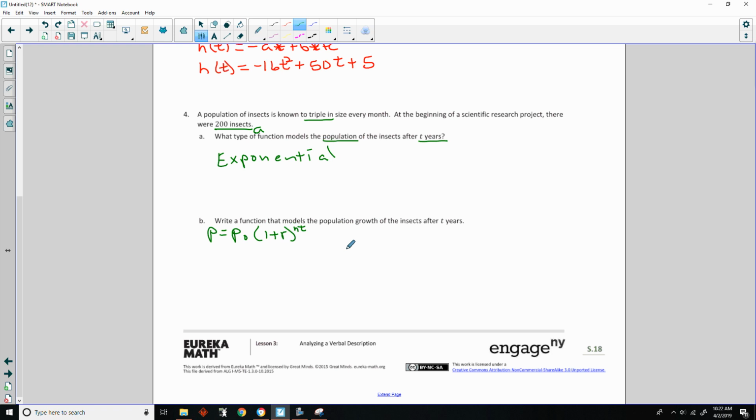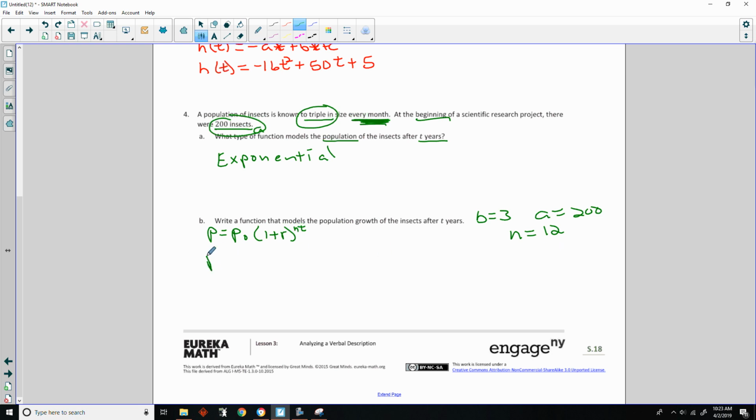Using the general form for exponential growth, we know that our b equals 3, that is tripling. Our a equals 200, that is our initial at the beginning. And it's every month, so our growth cycle is n. Our n equals 12, because our growth cycle is every month, and there are 12 months per year. And now we put this together.